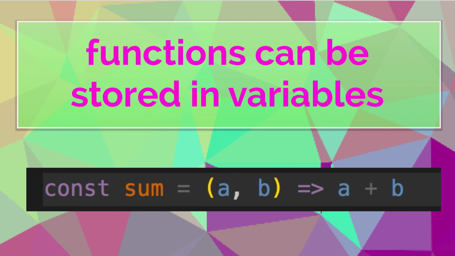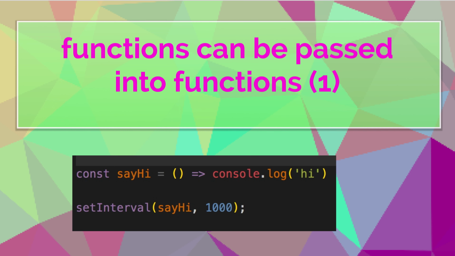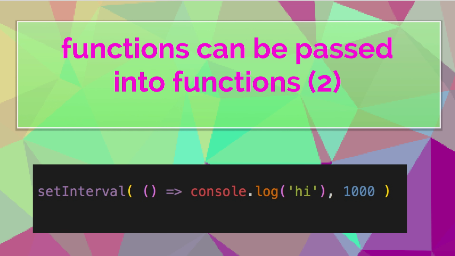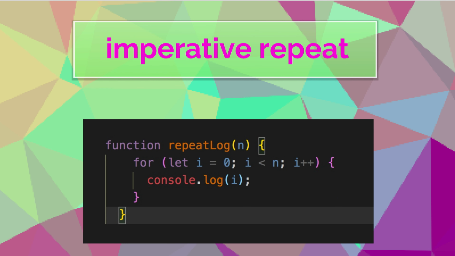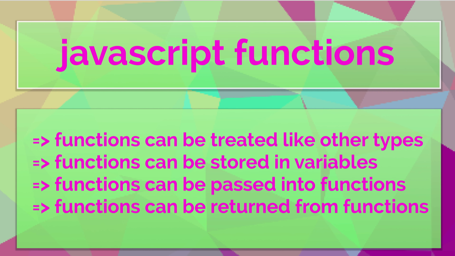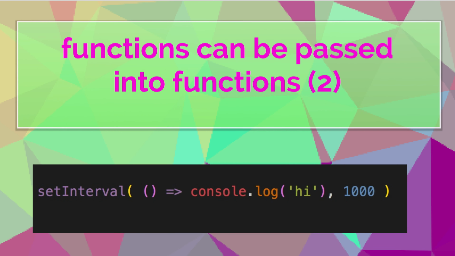First of all, though, functions can be stored in variables. Yeah, we know that. Functions can be passed into functions, as we were doing before. And they can be passed in as immediately invoked functions as well, right? Now, as we get to this last, functions can be returned from functions, right? And I want to just pause before we get there and look a little more at functions being passed into functions and how that's useful, right?